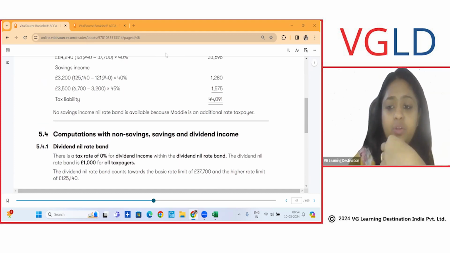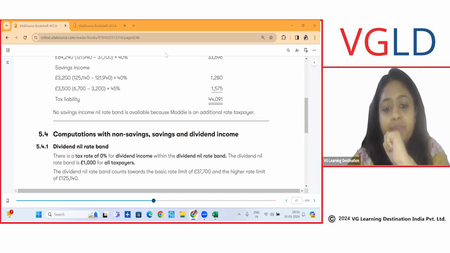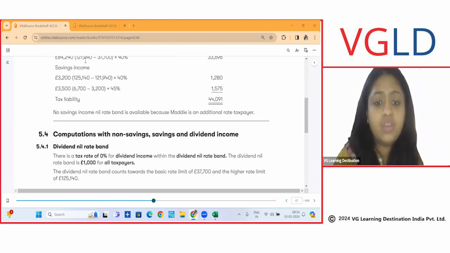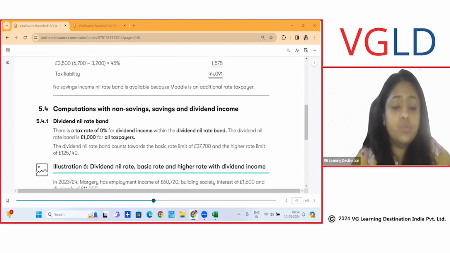Are you clear now about the tapering of personal allowance? You can never take negative. It will always be positive. Silly mistake that was. No issues. Now try to overcome your mistakes with this question.